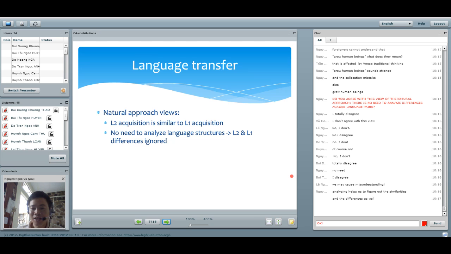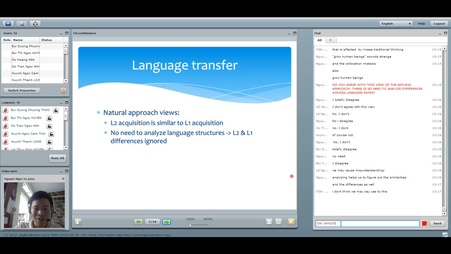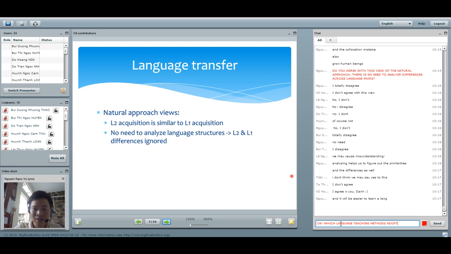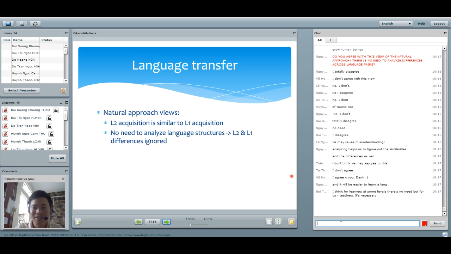Now, I would like to raise another question. Which language teaching methods adopt the natural approach views? Yeah, think about your ELT1.